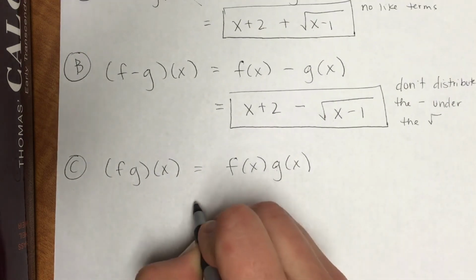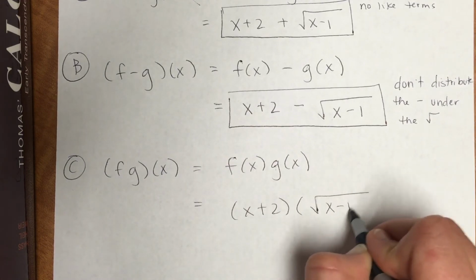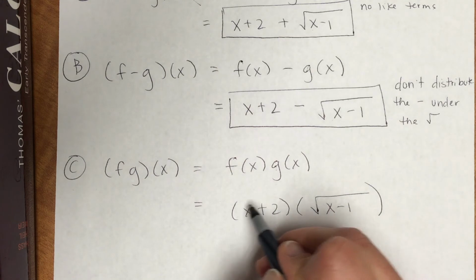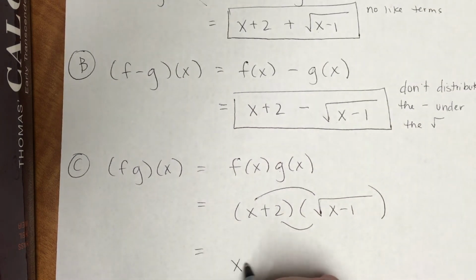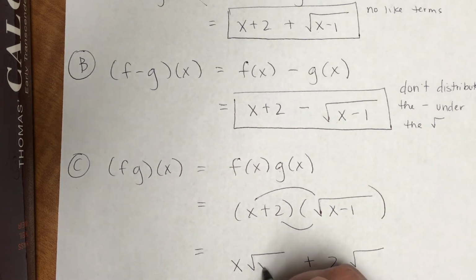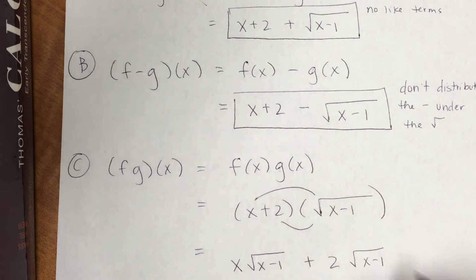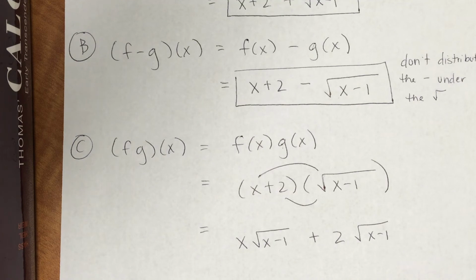So if I multiply, I'm going to have x plus 2 times my square root. I can distribute my x to the square root and distribute my 2 to the square root. So I have x times square root plus 2 times square root. And I hope you realize that I've just been saying square root and not square root x minus 1, because I'm trying to reinforce the square root is the term.